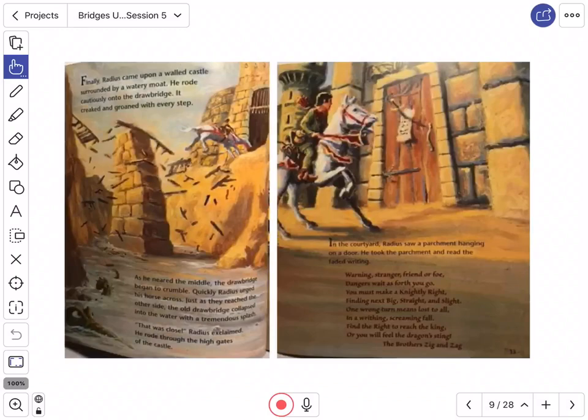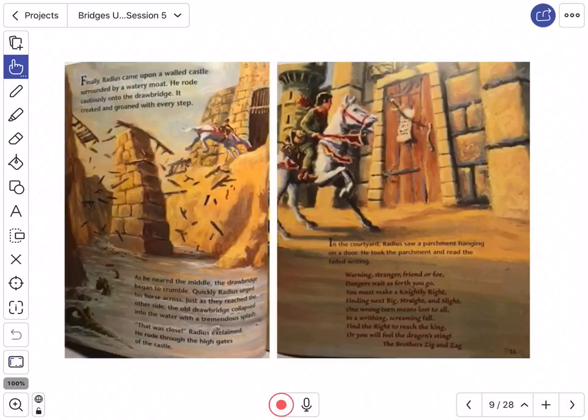Finally, Radius came upon a walled castle surrounded by a watery moat. He rode cautiously onto the drawbridge. It creaked and groaned with every step. As he neared the middle of the drawbridge, it began to crumble. Quickly, Radius urged his horse across. Just as they reached the other side, the old drawbridge collapsed into the water with a tremendous splash. "That was close," Radius exclaimed. He rode through the high gates of the castle.